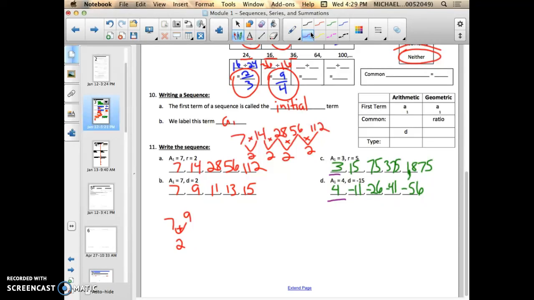If you did not get what I got, please raise your hand so we can talk about it, because this understanding is very crucial for this module, to tell the difference between geometric and arithmetic, common ratios and common differences.